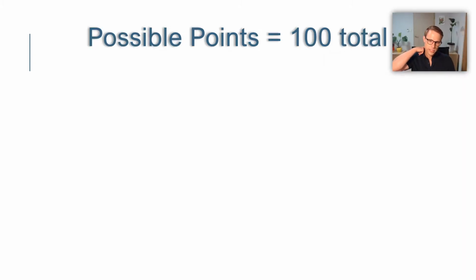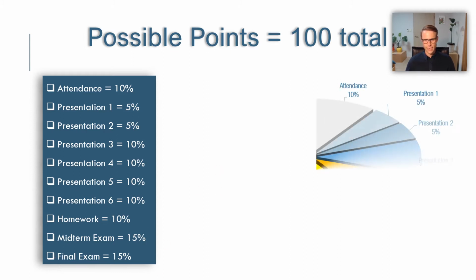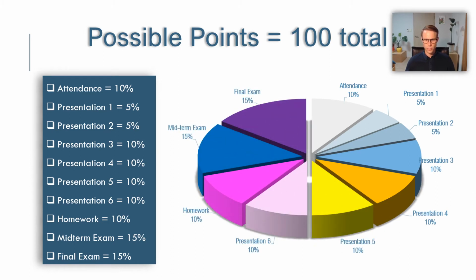So let's talk about the points for this semester, okay? There are going to be 100 points total, 100 points total for this class, and this will be broken down into different ways. So you can see here we will have points for attendance, presentations. There will be 6 presentations with different values, and we see those 6 presentations, 10 points for homework, your midterm will be 15, and your final exam will be 15. All right, so please remember that, and let's take a look at the distribution here.